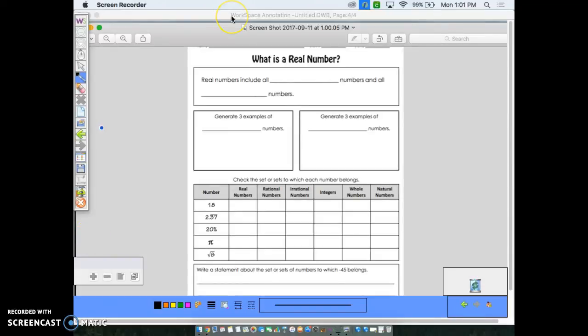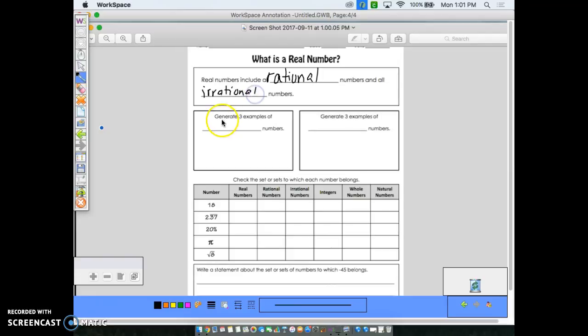Okay, so what is a real number? This should be trimmed up and put on page 15 in your notebook. Real numbers include all rational numbers and all irrational numbers. So we have rational and we have irrational.